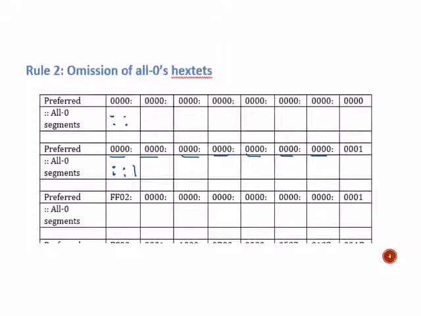Let's look at the one on the bottom. FF02 and a colon. Now we've got 2, 3, 6 hextets that are zeros. So I'm going to put FF02 colon and then 0001. That address got so much easier to look at.